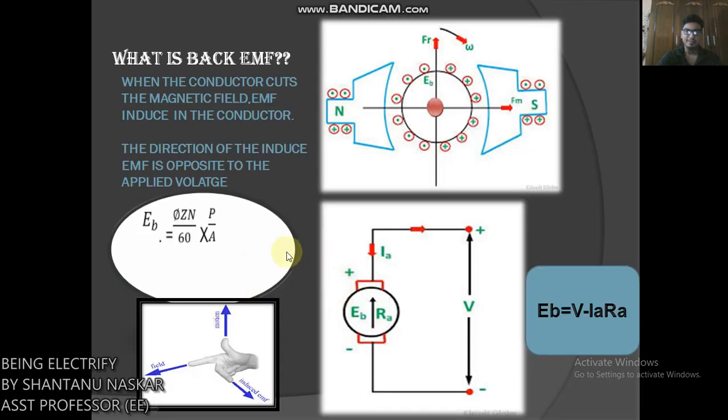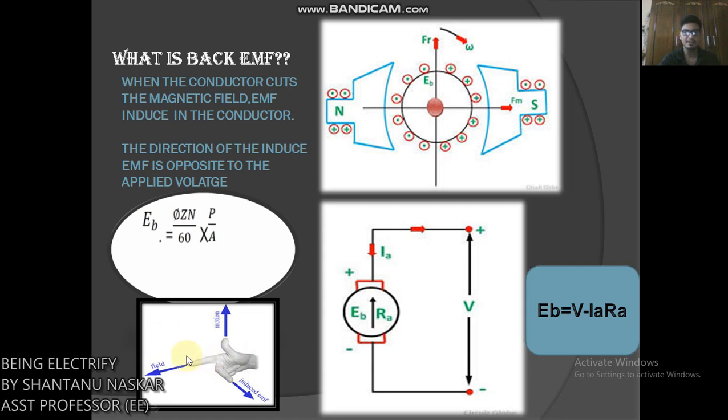What is back EMF? When a current carrying conductor is placed in a magnetic field, torque is induced on the conductor. The torque rotates the conductor, which cuts the flux of the magnetic field. According to electromagnetic induction, when the conductor cuts the magnetic field, EMF is induced in the conductor. The Fleming right-hand rule determines the direction of the induced EMF.